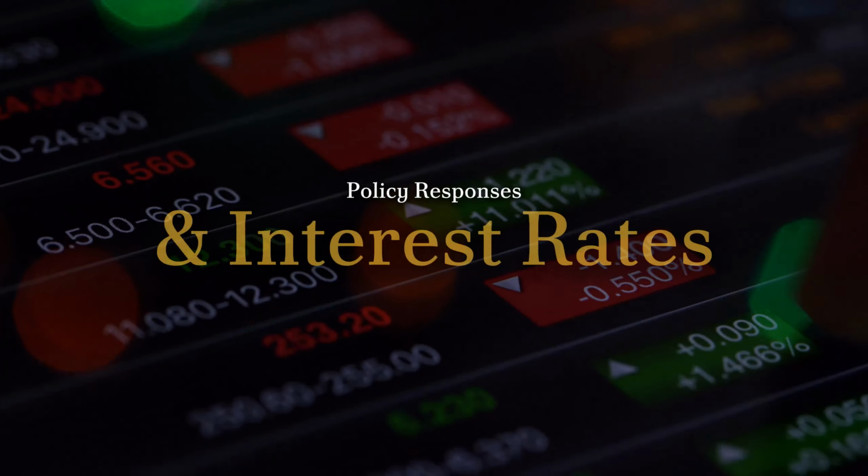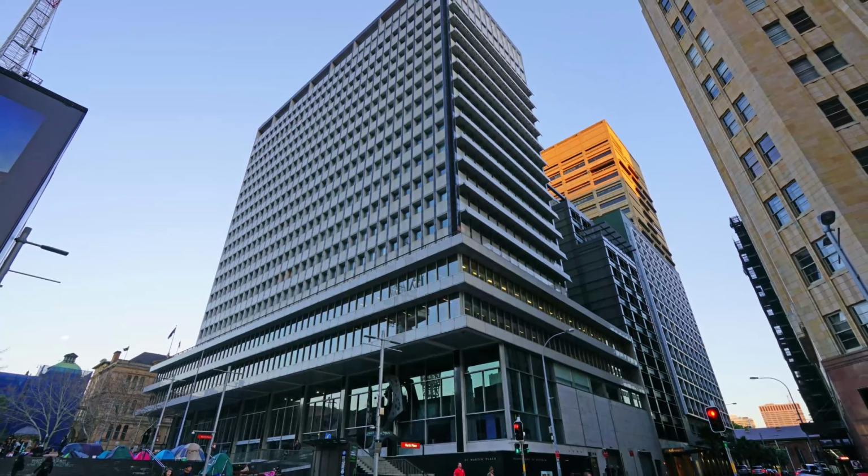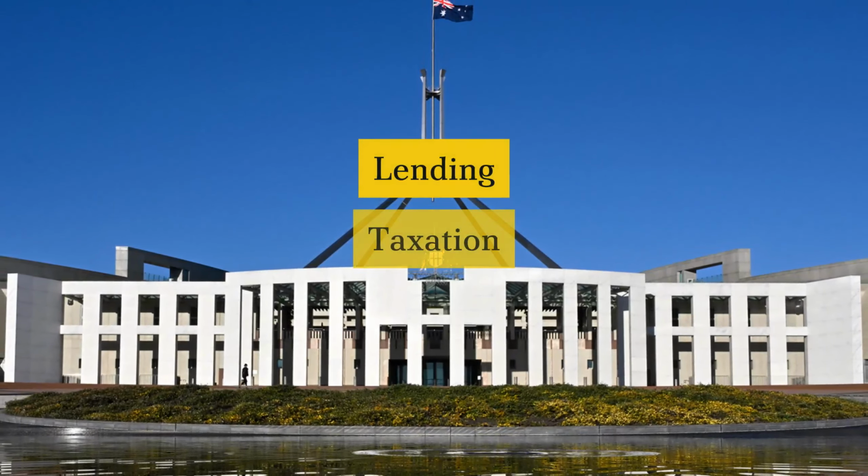Policy responses and interest rates. Governments and central banks such as the US Federal Reserve and the Reserve Bank of Australia play a key role in influencing the cycle through monetary policy. Lower interest rates encourage borrowing and investment, fueling growth, whereas higher rates can restrict borrowing and slow down the housing market. And government policies around lending, taxation, and housing development impact market cycles. For instance, in Australia, high levels of investor activity and tax policies favouring property investments have contributed to property value increases.